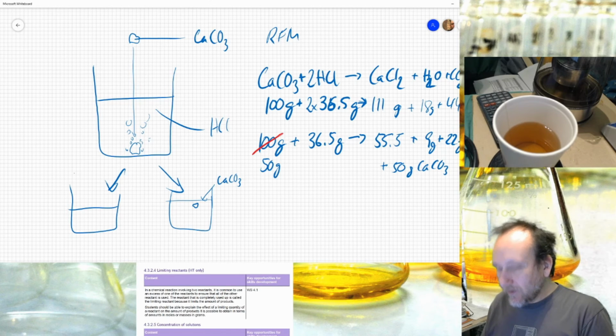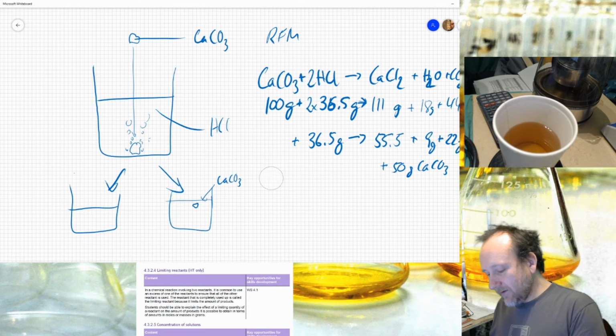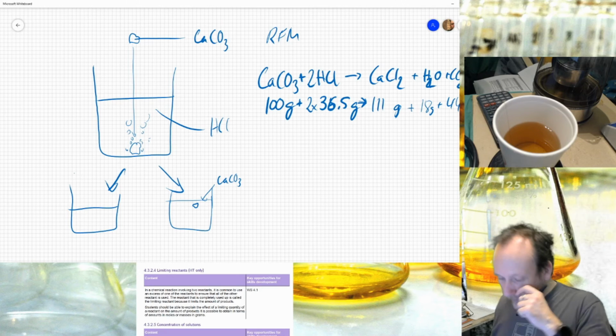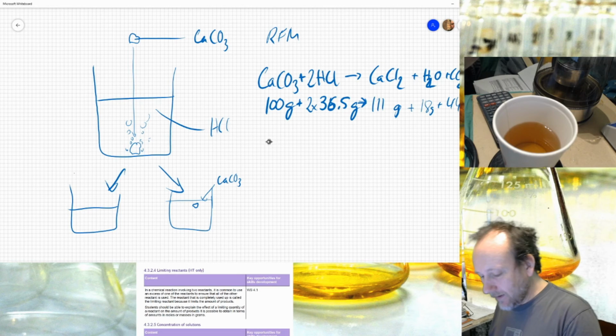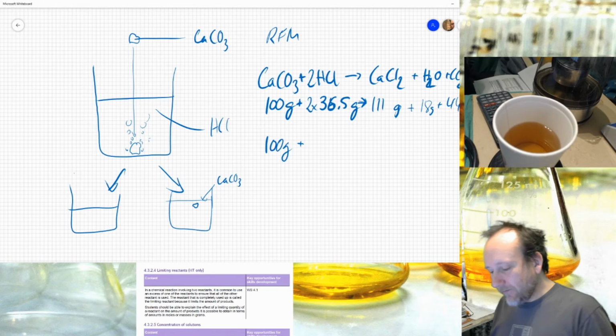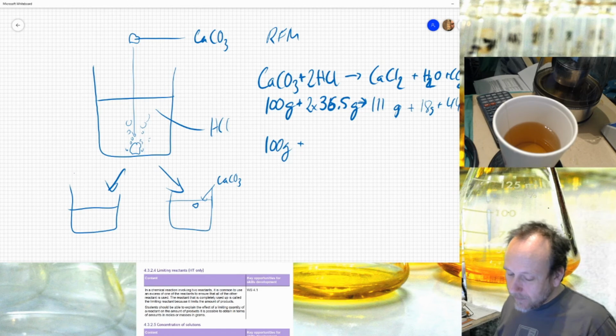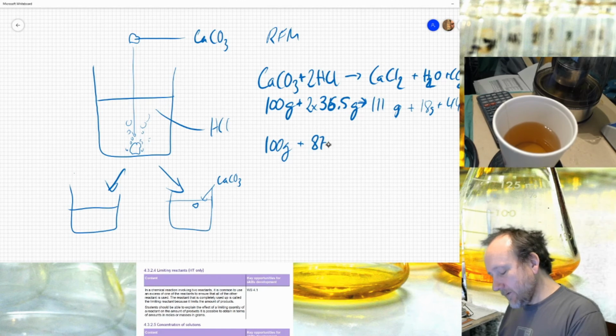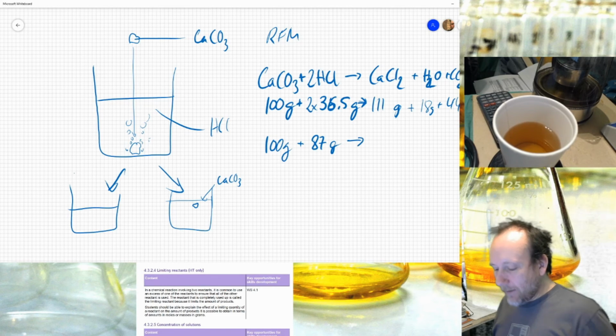But the numbers are not going to be as nice as this most of the time. The good thing is, with this one, we can pick some random numbers. I'm going to leave the calcium carbonate at 100 grams, but this time the limiting factor is, well, we don't know. What number shall I pick? I'm going to pick something horrible. 87. Is that horrible? 87 grams. So what would happen there?